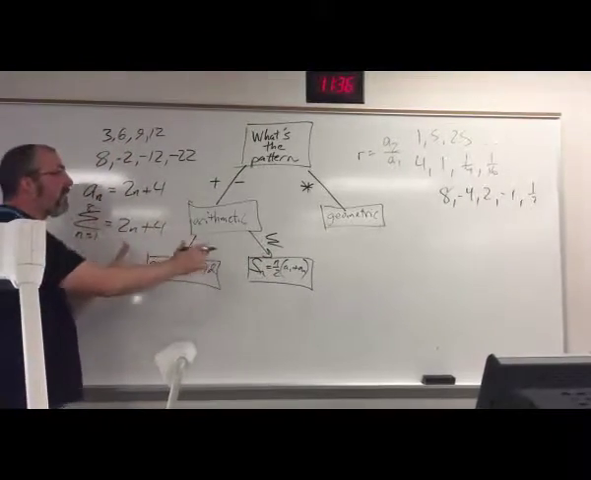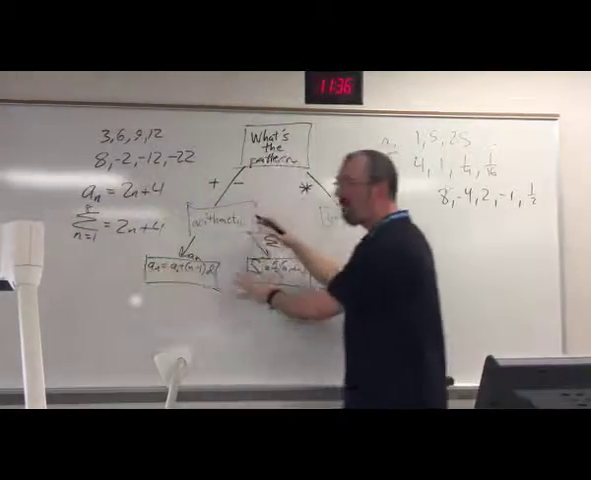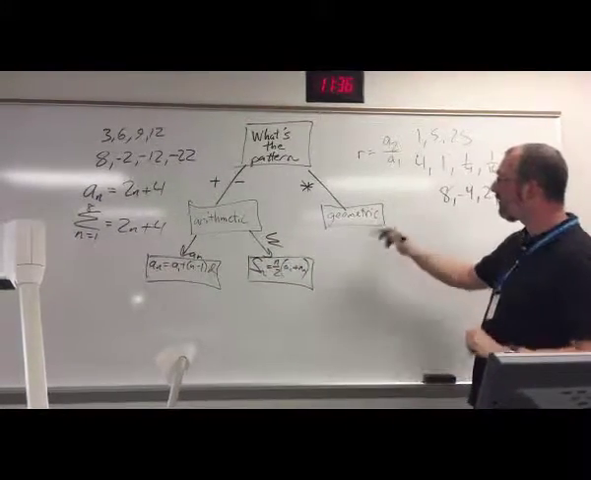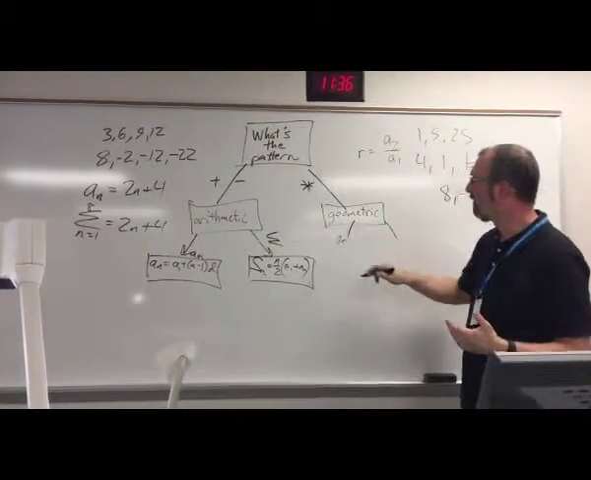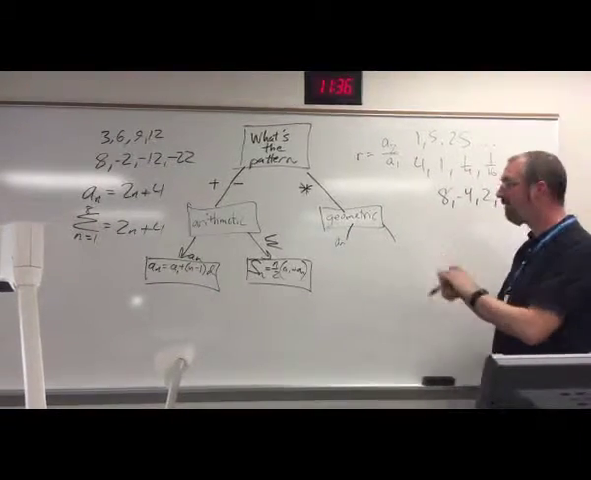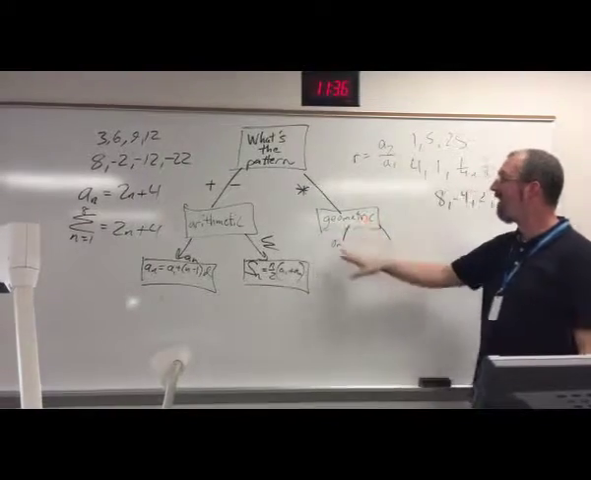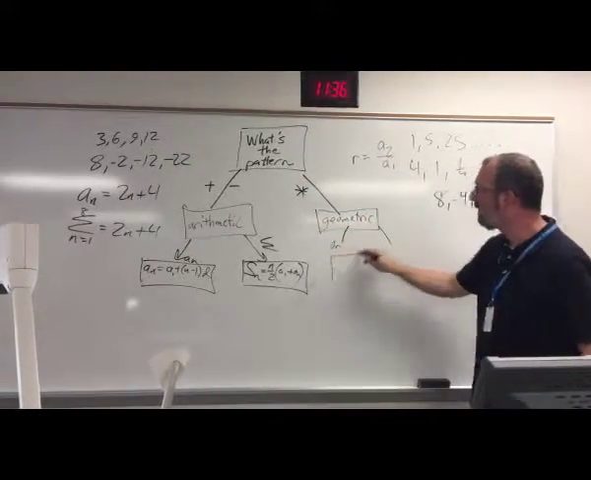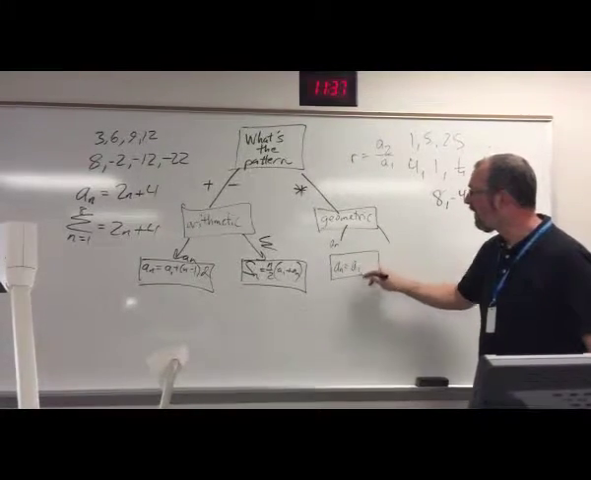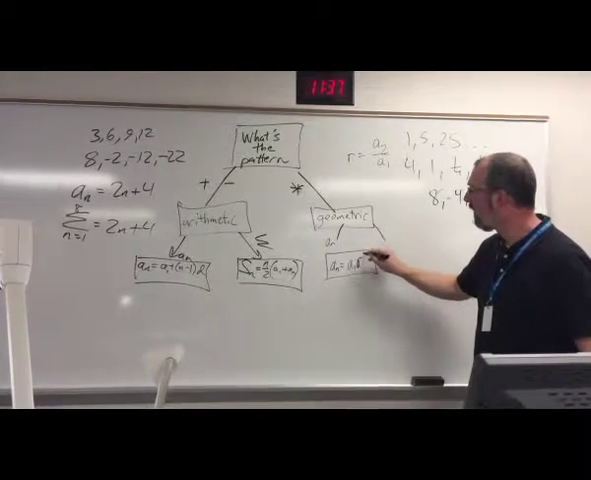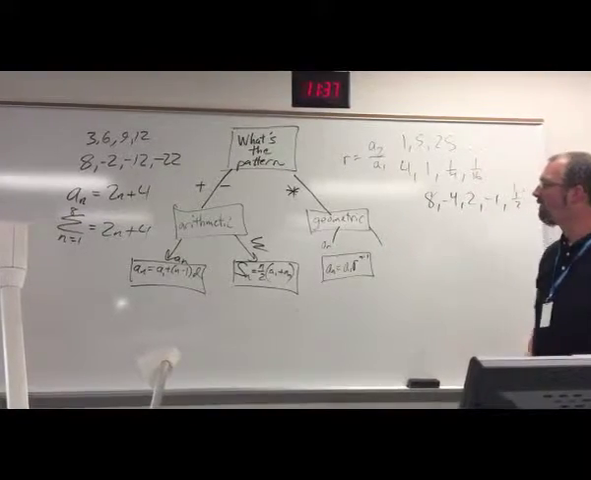So that right there fits all the things you could use for the arithmetic. Now in geometric, again, if I ask you for a sub n, because these are the two things you're going to get. You're going to get a geometric pattern. Am I asking for a sub n? If I'm asking for a sub n, you have to use the a sub n formula, which is taking your first term, a sub 1, and raising it r to the n minus 1 power.